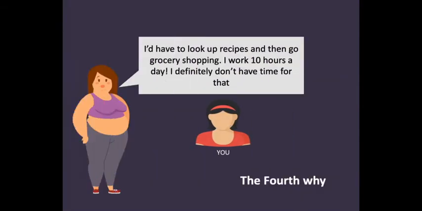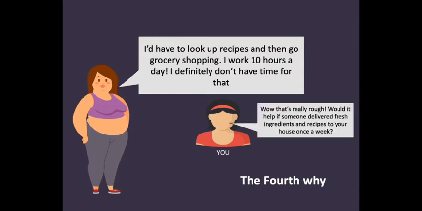And Lara may say something like, well, I'd have to look up recipes and then go grocery shopping. And I already work 10 hours a day. I definitely don't have time for that. I have kids and I have all this stuff in my life, my busy schedule. And that's an inroad for you. You start to understand what the real problem is. The problem isn't that Lara can't lose weight, it's that she's really busy and doesn't have the time to make the right choices and do the right things like cooking her meals at home and making sure that she's controlling what she's eating, right? So you empathize with her. You may say something like, wow, that's really rough.